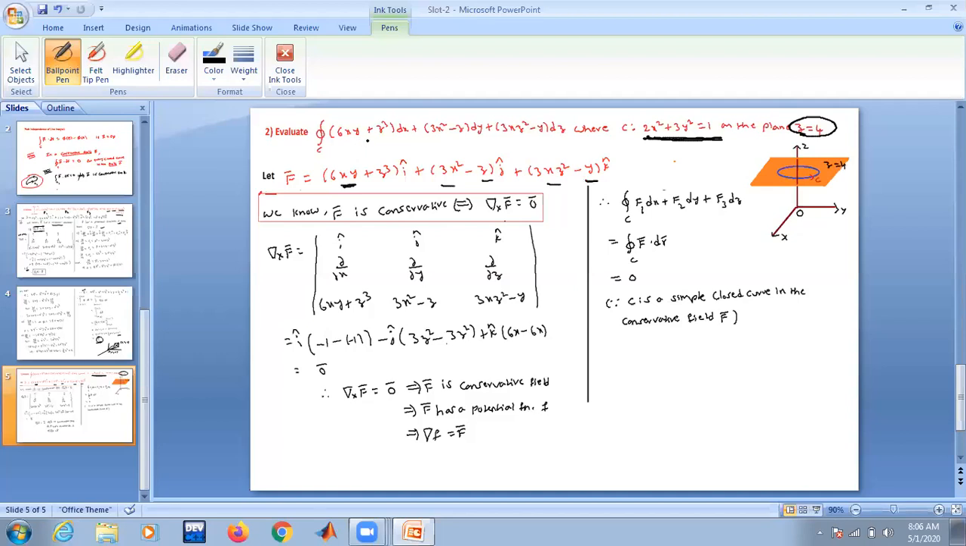What is f bar? This is f1, this is f2, this is f3. F bar is f1 i bar plus f2 j bar plus f3 k bar. So I just wanted to know whether it is conservative or not, so I computed curl f bar. Now luckily curl f bar is 0 bar. So when curl f bar is 0 bar, that means the field is conservative.